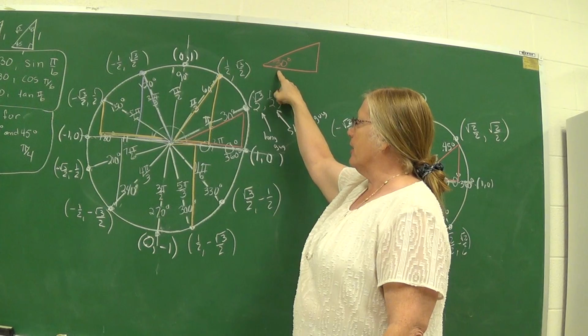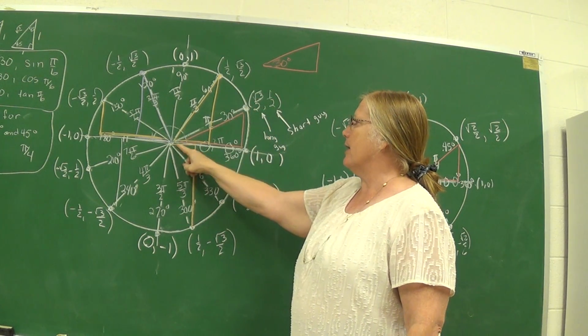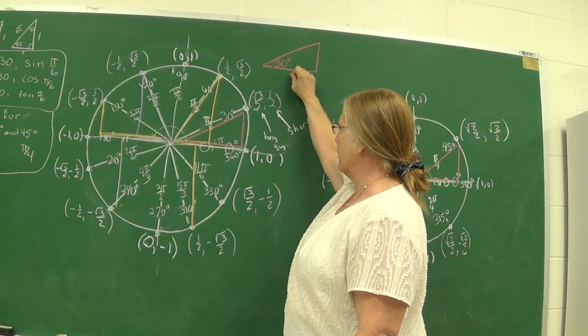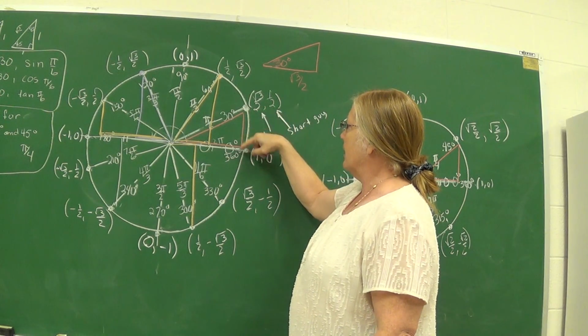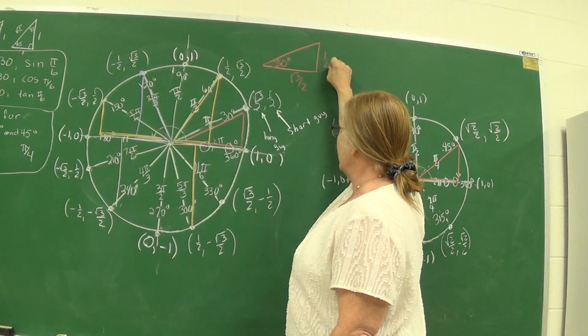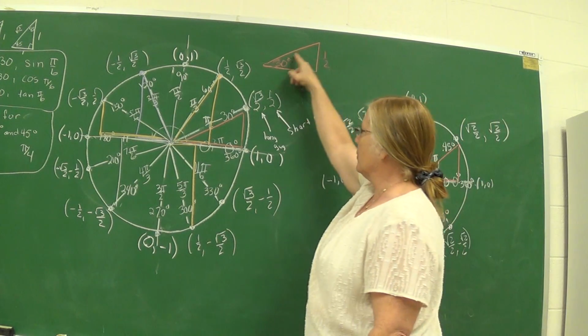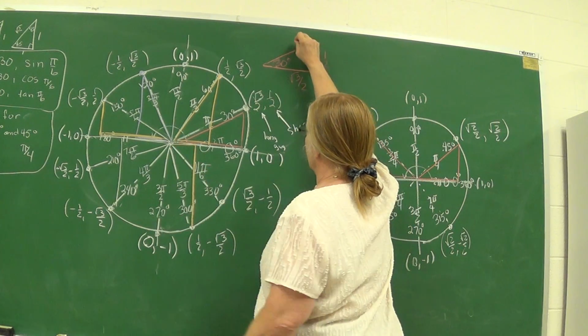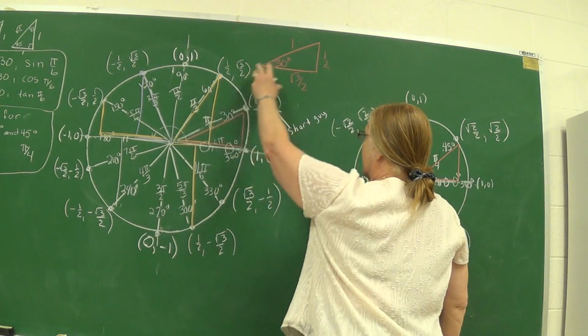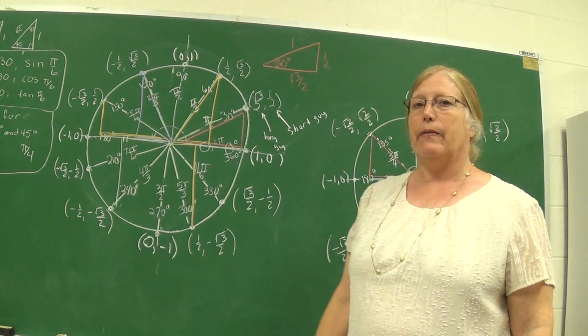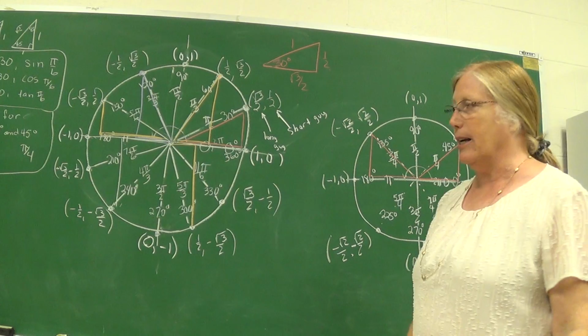It is a 30-degree triangle. From its coordinates, I know this side is square root of 3 over 2. And from this coordinate, I know this side is 1/2. And because we're on a unit circle, this side is 1. So I've lifted this piece up with the values of the sides of the triangle.